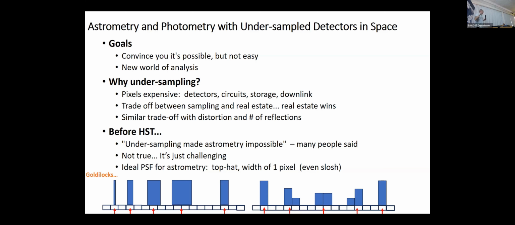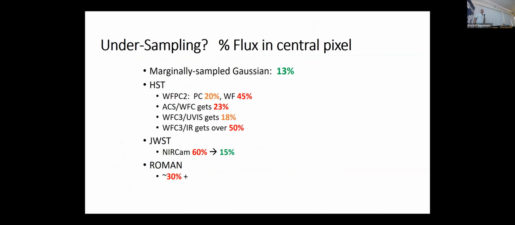Now, obviously, we're not going to have a top hat PSF, but it's worth thinking about the fact that if you have a PSF that is about the size of a pixel, you can do great astrometry with that. Okay, so for undersampling, a marginally sampled two-dimensional Gaussian would have 13% of its light in the central pixel, if it's centered on a pixel. That doesn't include any light in the halos and such. With WFPC2, about 20% was in the central pixel for the planetary camera, 45% for the wide field camera. That's what I started with. And nobody thinks about WFPC2 anymore, but that's how I started.